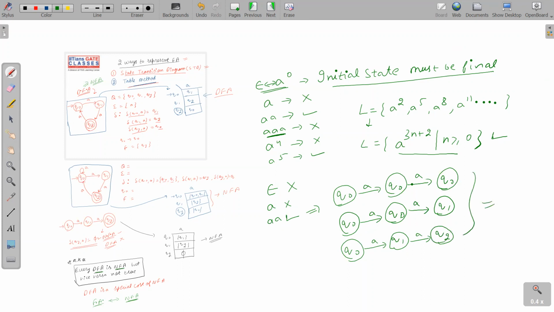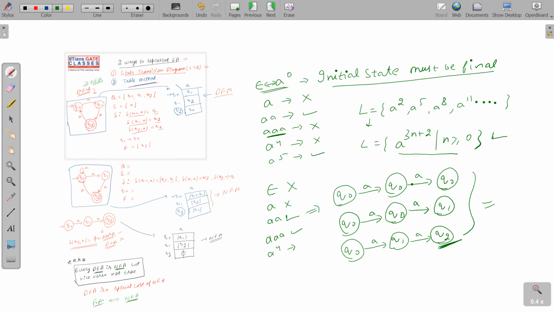Since one of the paths leads us to the final state, the string will be accepted. Double a is accepted. Similarly, triple a is also accepted. Why? Because run one a on the self loop, then two a's will move to q2. Similarly, a power 4 will be accepted. Why? 2a will be in the self loop, then 1a with q1, and then 1a with q2.